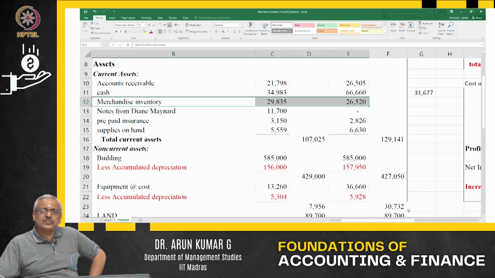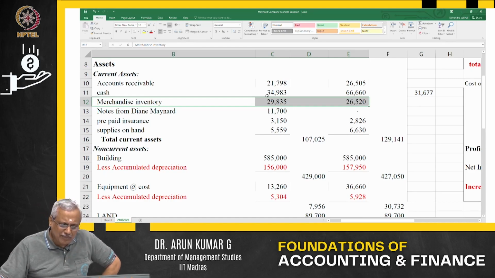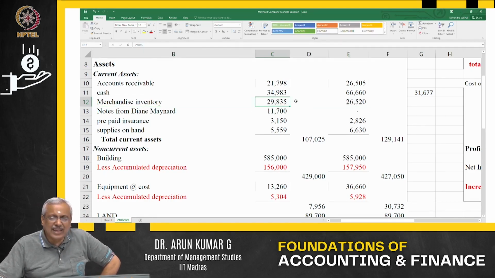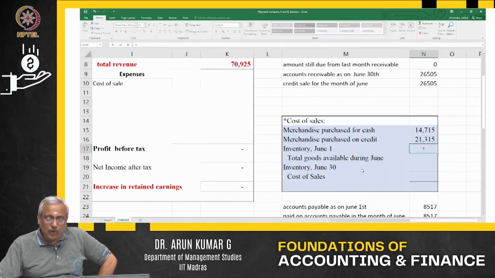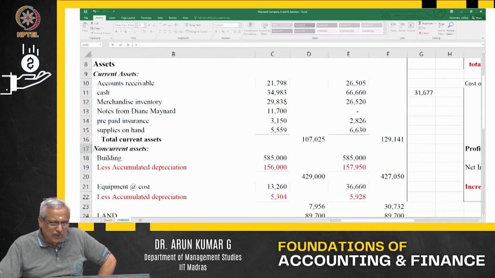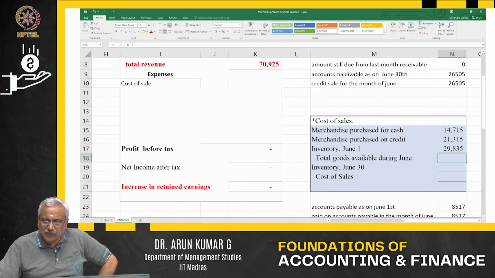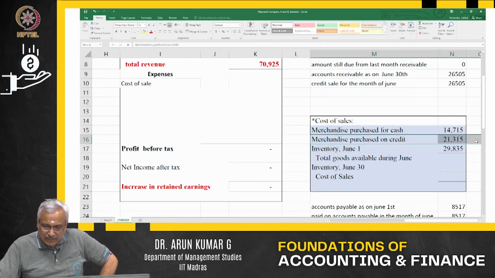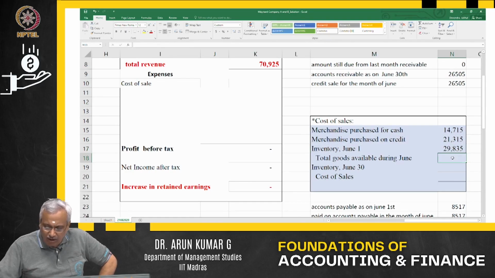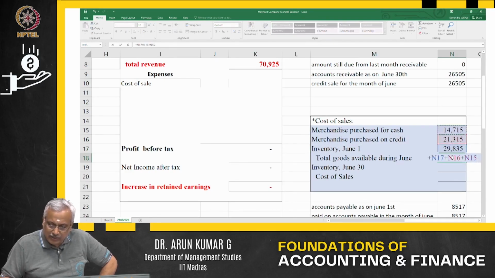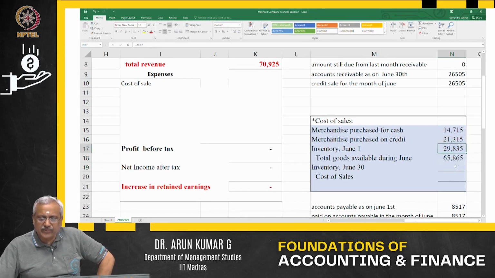So what we will do? When you began the month of June, you already had inventory lying with you in the godown, 29,835 worth. So what is the total inventory available to you during the month? It is what you have purchased for cash, what you have purchased on credit, plus what was there in the opening stock, when you began on 1st June. All that is the inventory available to you for the month of June. Am I with you on this?